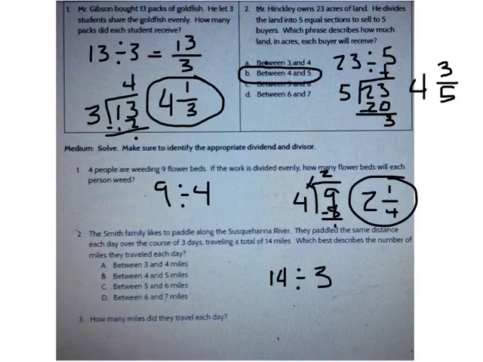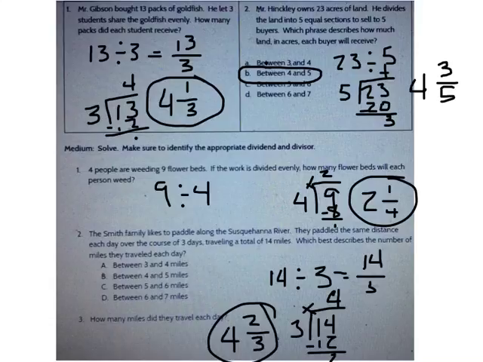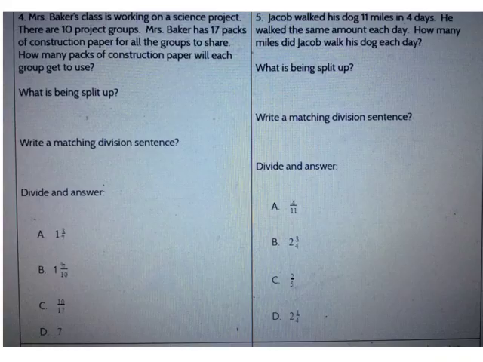First, answer question number 3. How many miles did they travel each day? Write your answer as a mixed number. They traveled 4 2/3 miles each day. Which 2 whole numbers does that fall between? That's between 4 and 5 miles. Let's do number 4 and 5.